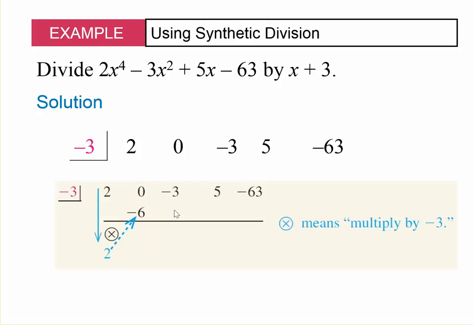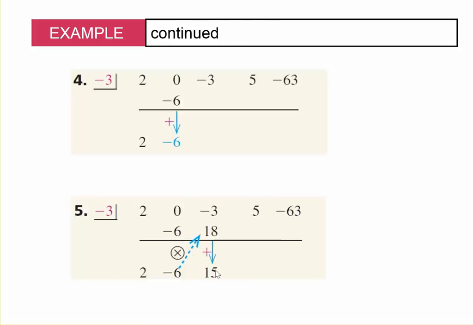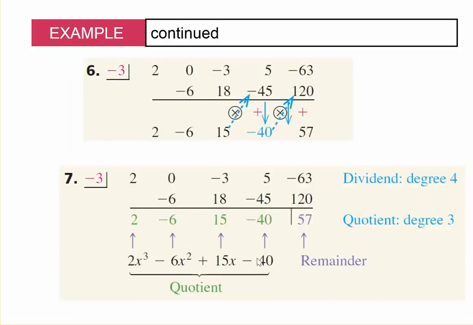15, right? He just wanted somebody else to get a chance. I understand. Negative 3 plus positive 18 gives you a 15. 15 times negative 3, what's going to happen up here? Negative 45. Negative 45 and a 5 make negative 40, right? And then again, multiplying negative 3 times negative 40 gives you 120. Negative 63 plus 120 gets you 57.